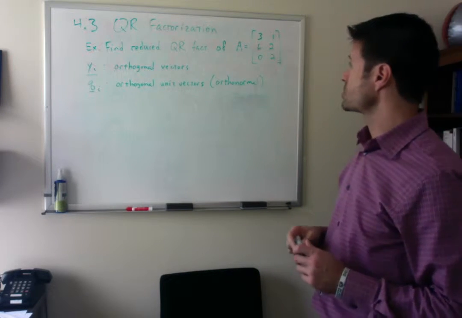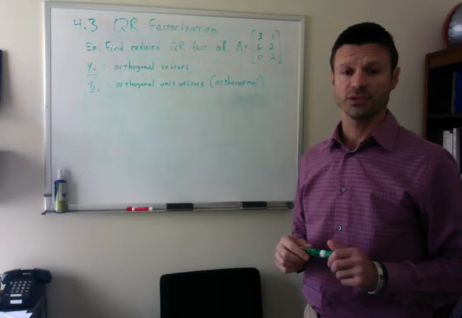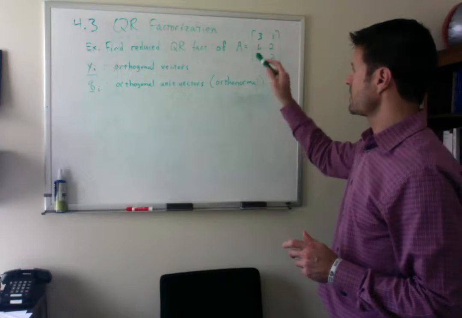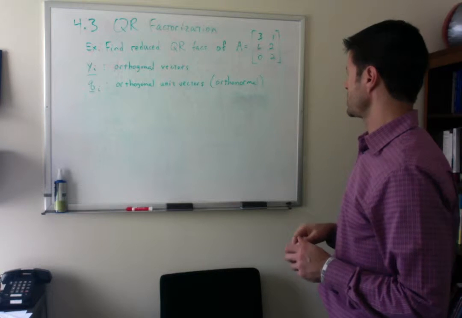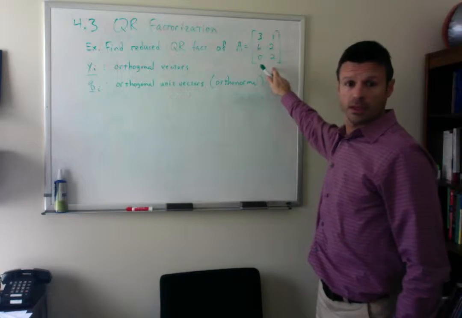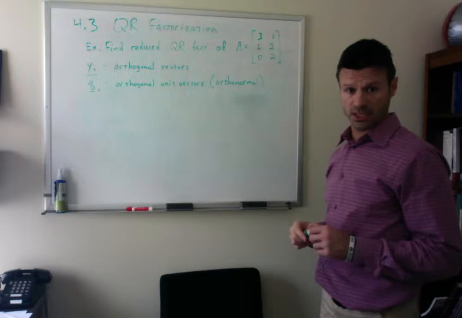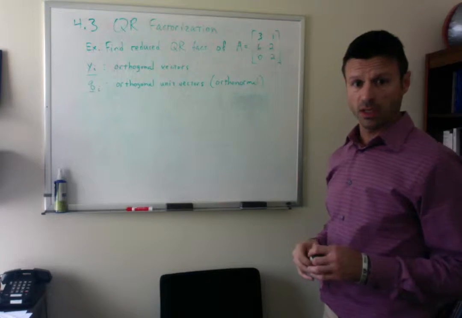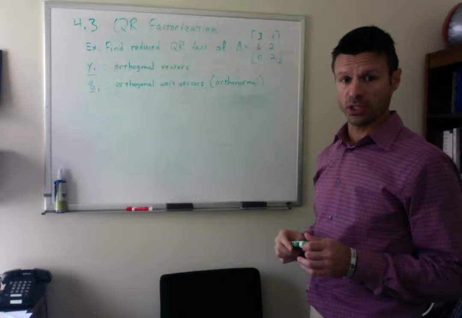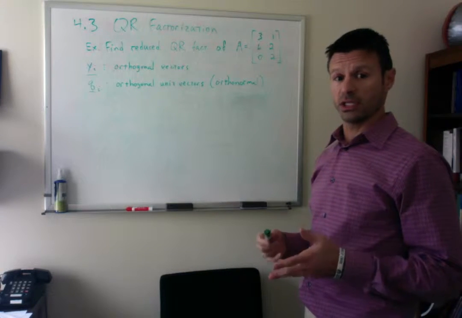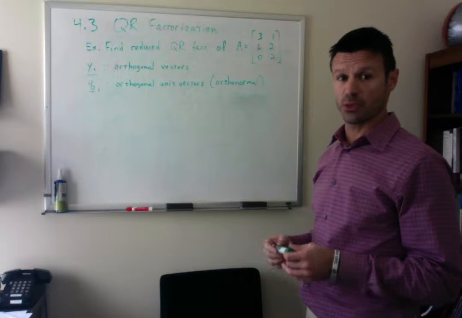So this is section 4.3 on the QR factorization. What we're going to do here is find the reduced QR factorization of this matrix A, using the Gram-Schmidt process that I discussed, which is a way of turning a set of linearly independent vectors into a set of linearly independent vectors that are pairwise orthogonal.